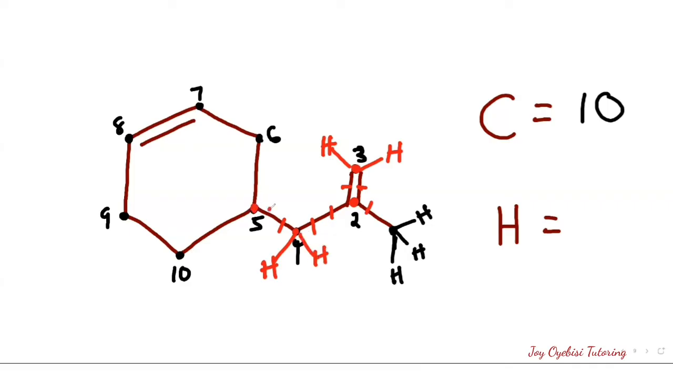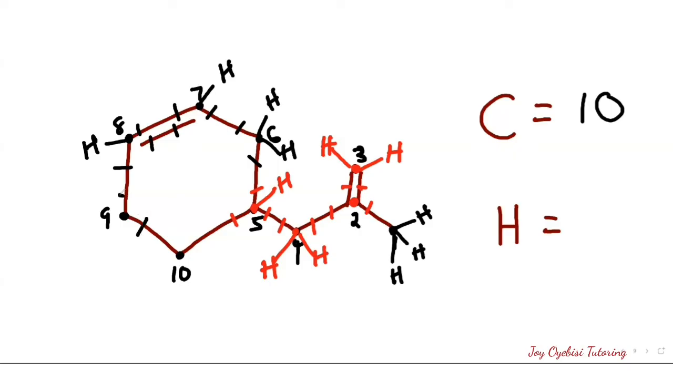For five, you have one, two, three. There's going to be one hydrogen. And then we go over to six. You have one, two. It's going to be two hydrogens. For seven, you have one, two, three. So there's going to be one hydrogen. For eight, I have one, two, and three. It's going to be one hydrogen.